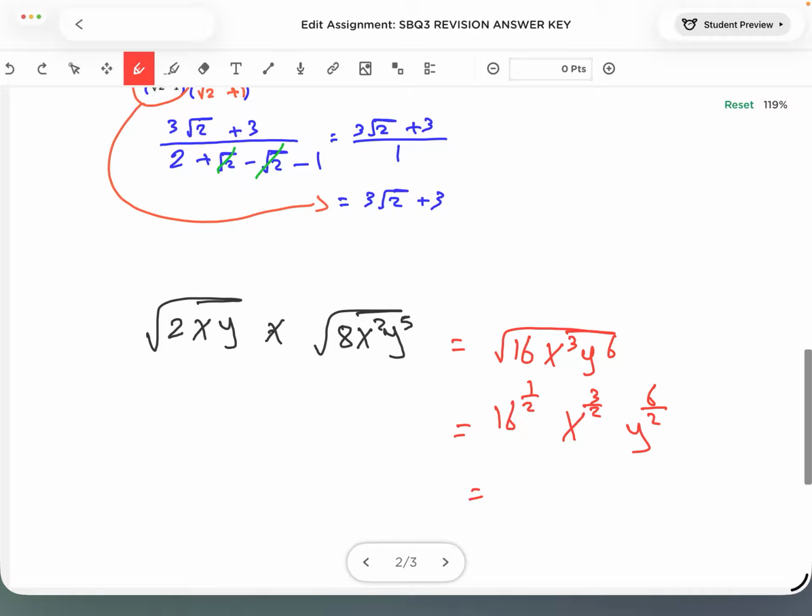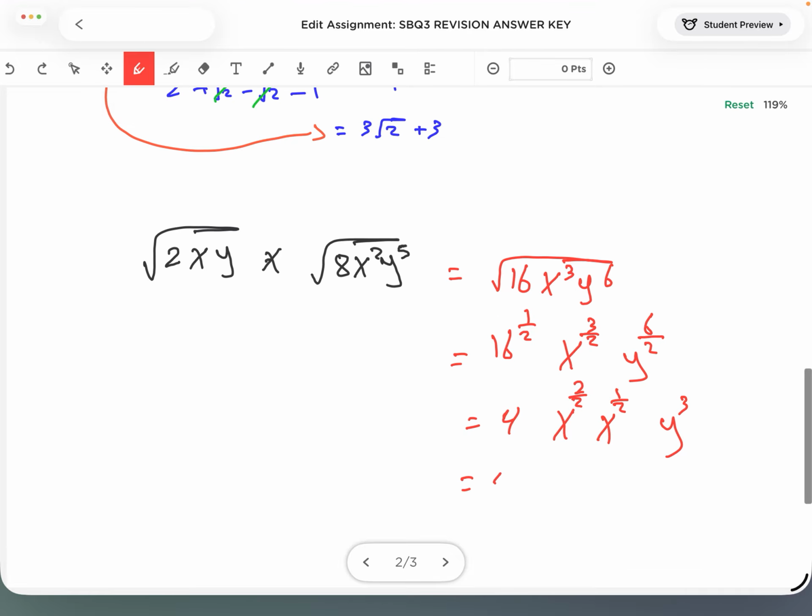16 to the power 1 over 2 will be 4. x to the power 3 over 2, I will split it as x to the power 2 over 2 and x to the power 1 over 2. y to the power 3. So again, it will be 4 times x to the power 1, which is x, square root of x, y to the power 3. Then I will rearrange it: 4xy to the power 3 radical x. This is the way of solving.